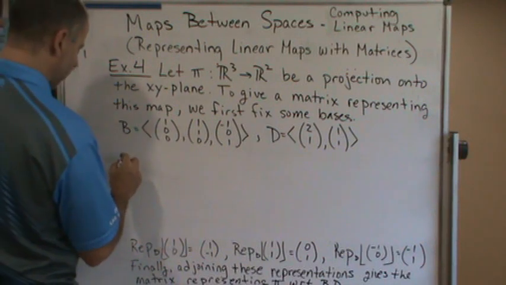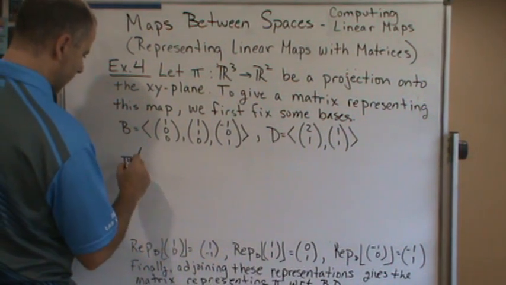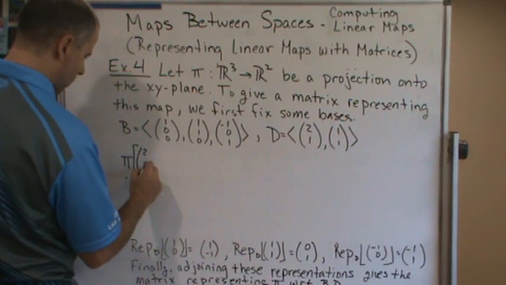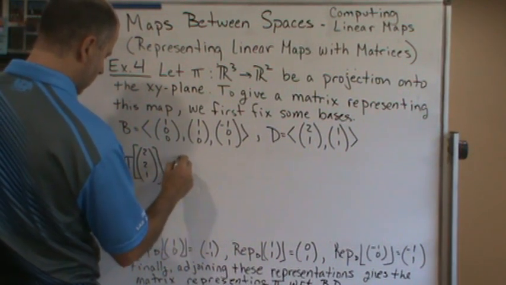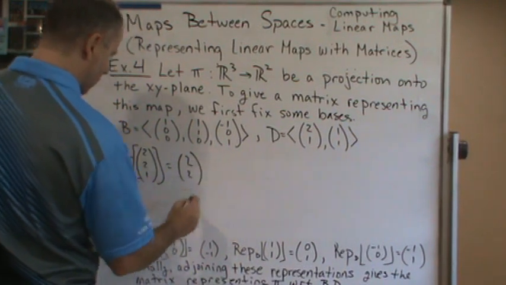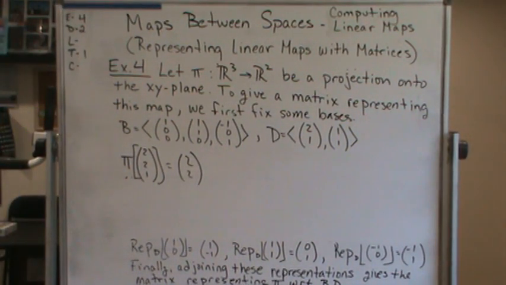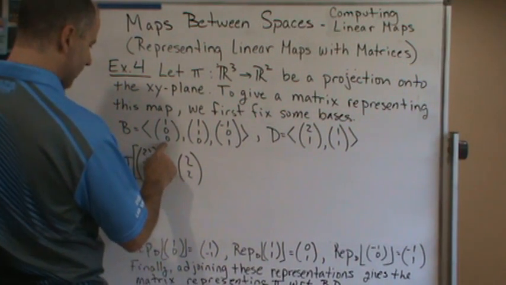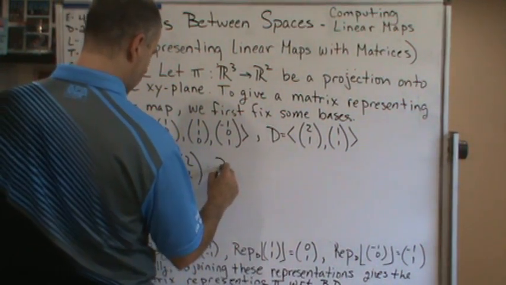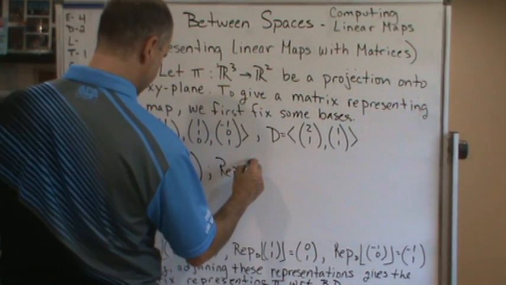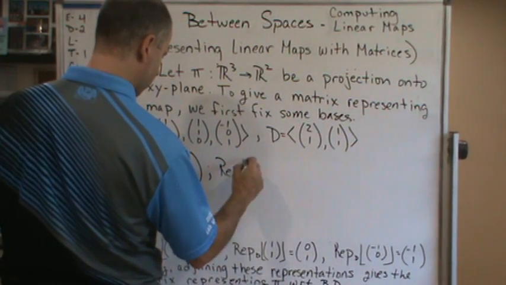Now what we can do is take a vector, let's say 2, 2, 1, and we take pi of 2, 2, 1, and that's going to give us 2, 2. Then we can represent the domain vector with respect to the domain's basis. So now we can write the representation. Let's write the representation with respect to B of 2, 2, 1.